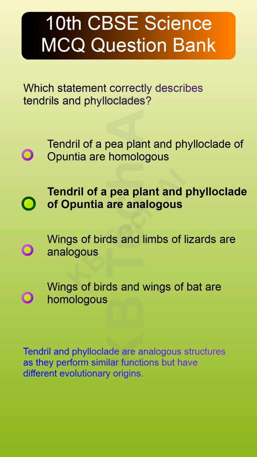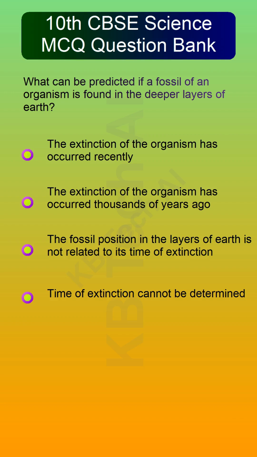The answer is, option 2, tendril of a pea plant and phylloclade of opuntia are analogous. What can be predicted if a fossil of an organism is found in the deeper layers of Earth? Option 1, the extinction of the organism has occurred recently. Option 2, the extinction of the organism has occurred thousands of years ago. Option 3, the fossil position in the layers of Earth is not related to its time of extinction. Option 4, time of extinction cannot be determined.